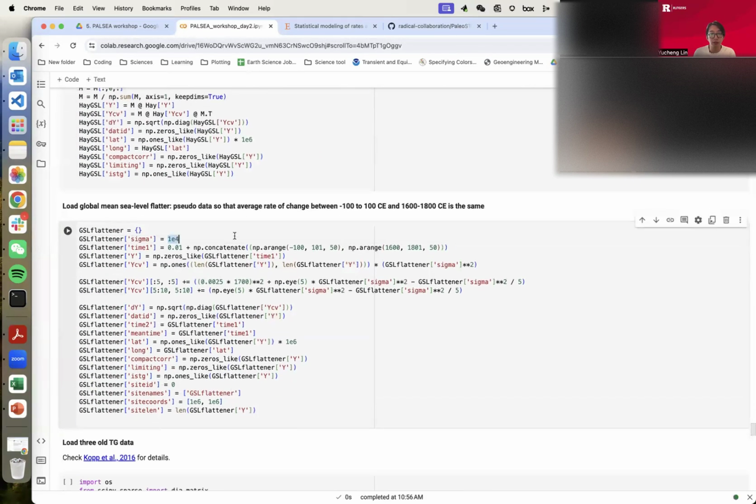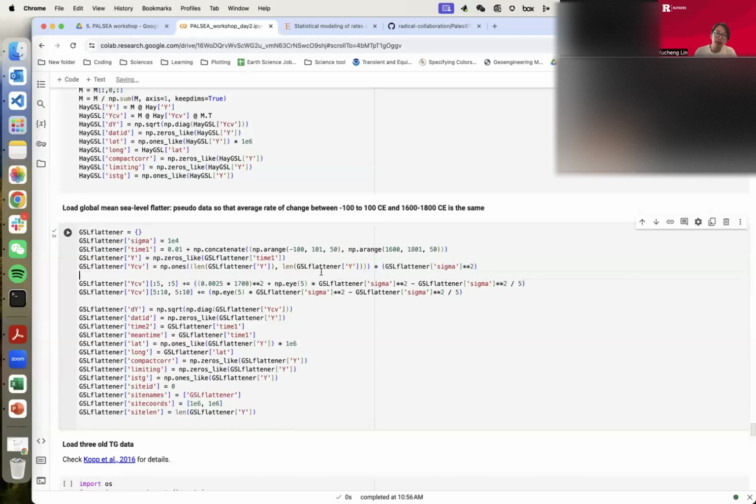And here we build a flattener to enforce the sea level between -100 and 100 CE to be the same as the sea level at 1600 to 1800 CE. This can be useful because when you do not have enough data, you embed your prior knowledge into the sea level model. But after almost a year since this project, more and more sea level data have become available, so now we are trying to get rid of this flattener.